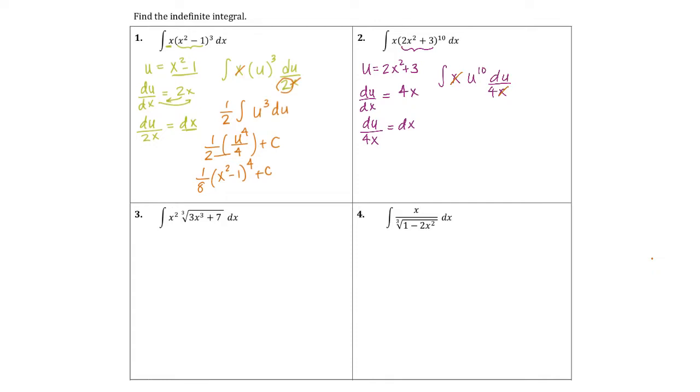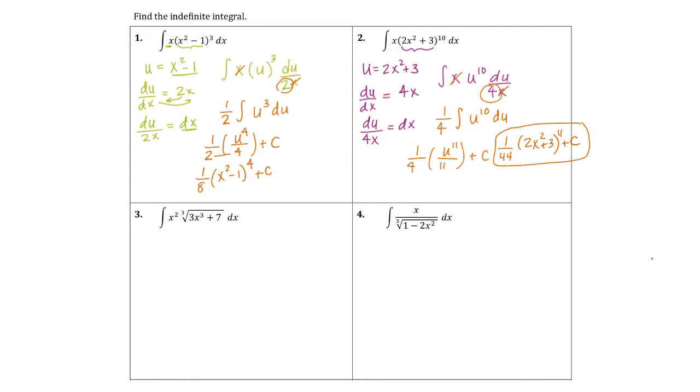Those values do cancel. We can move our 1/4 out. And so it's 1/4 times the integral of u to the 10th du. So we're going to have 1/4 times u to the 11th over 11 plus c. And then we end up with 1 over 44 times 2x squared plus 3 all raised to the 11th plus c. So here's going to be your final answer. All right, moving on to the next.